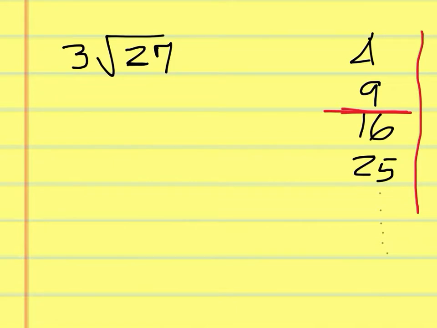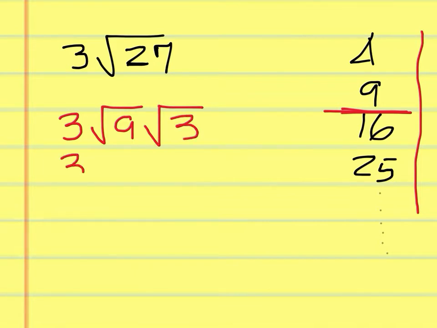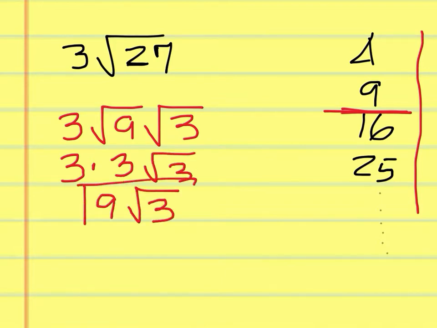Yes. So we can have 3 square root of 9 times square root of what? 3. So the square root of 9 is 3. And 3 times 3 is 9. 9 square root of 3 is the simplified version of that.